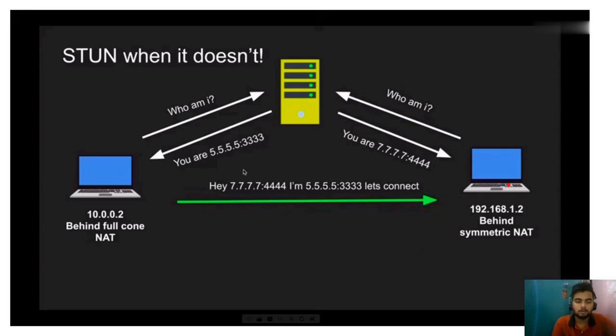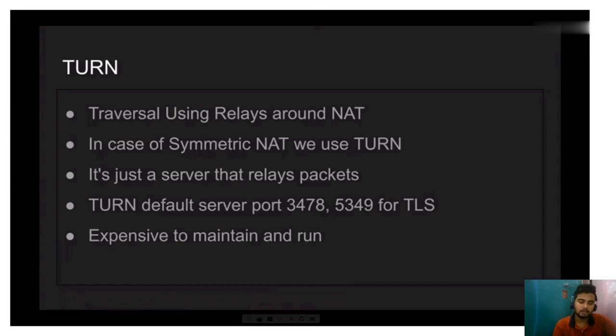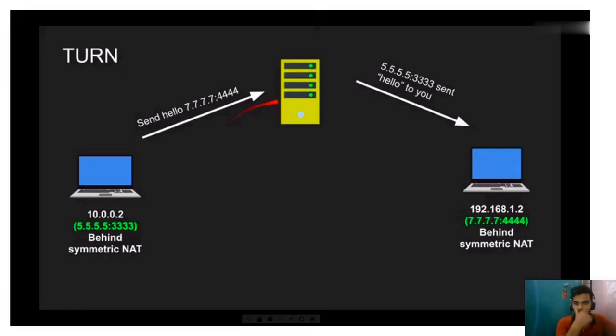Now in this case, TURN plays the role. So what is TURN? TURN is the short form for Traversal Using Relays around NAT. So in the case of symmetric NAT, we use TURN. It's just a server that relays packets, and it's actually more expensive to maintain and run TURN than STUN. We'll see that in a minute. So what a TURN server will do is, whenever this device is behind a symmetric NAT and this device is also behind a symmetric NAT, TURN will act as a mediator between these devices.